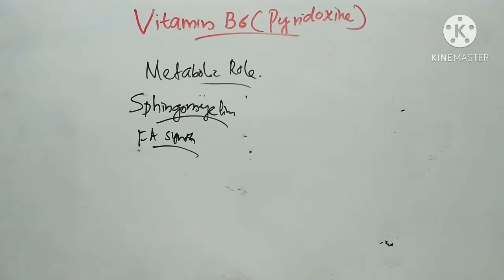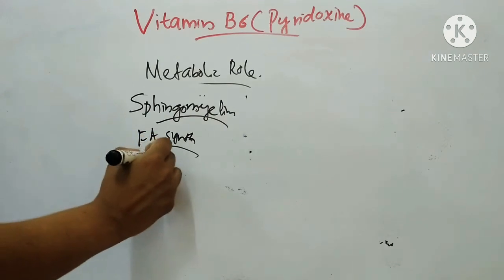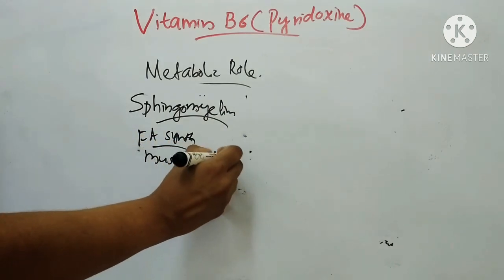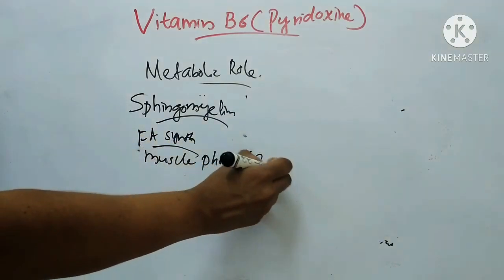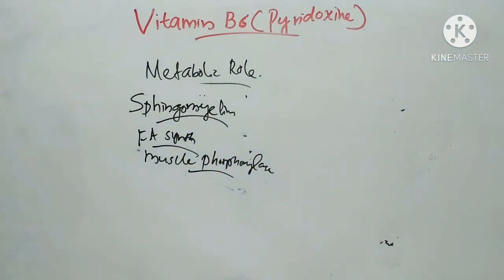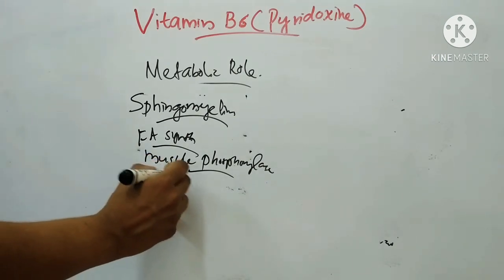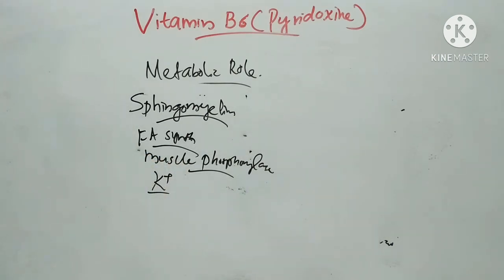Then for muscle phosphorylase, it acts as a coenzyme. 4 molecules of pyridoxal phosphate per molecule of the enzyme, so it is a tetramer. Then transport of K+. Vitamin B6 promotes the transport of K+ across the membrane from exterior to interior.